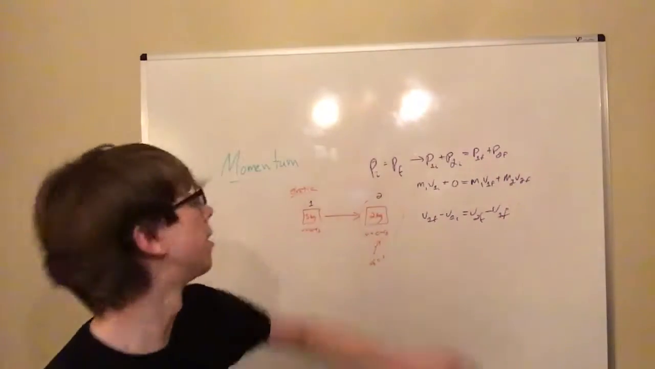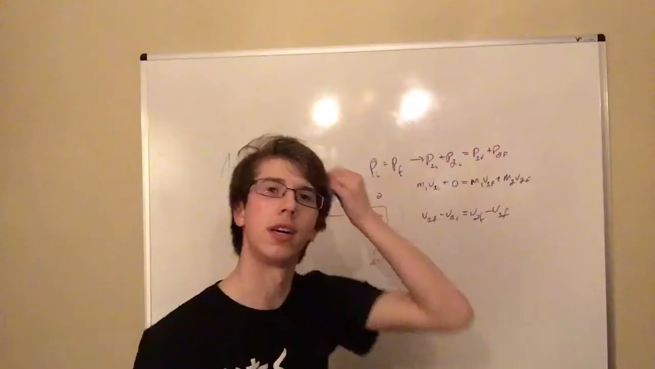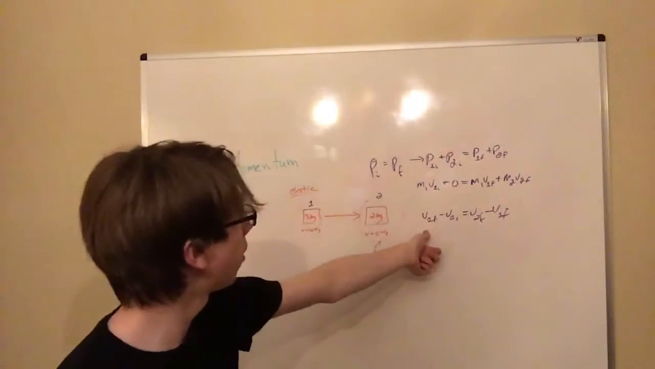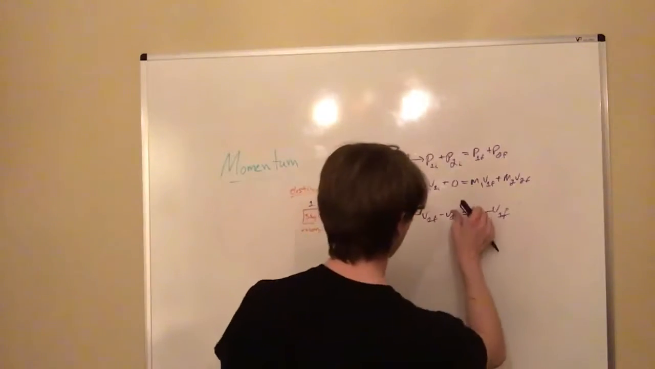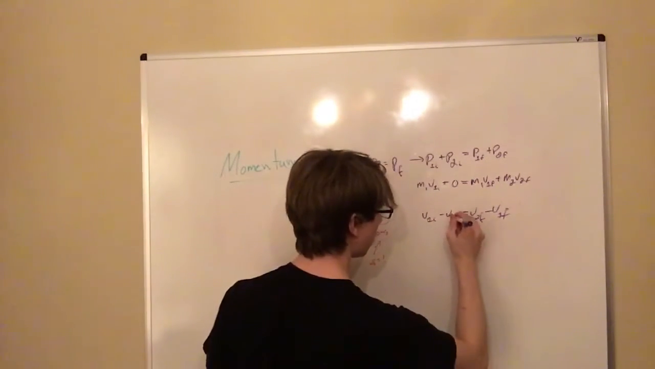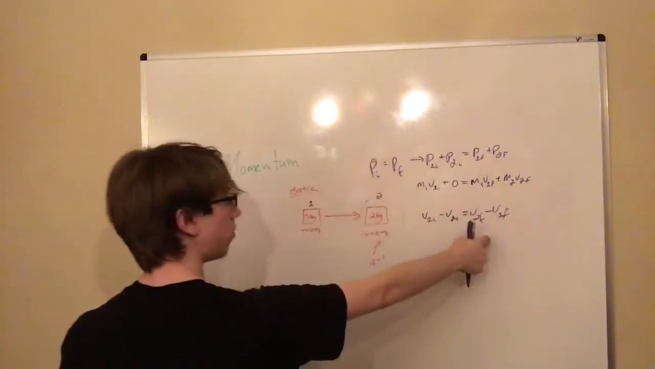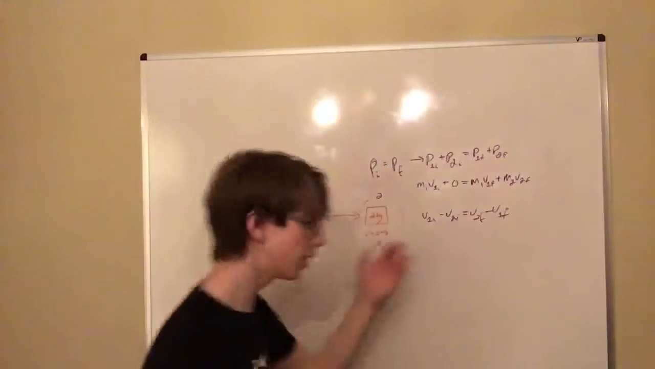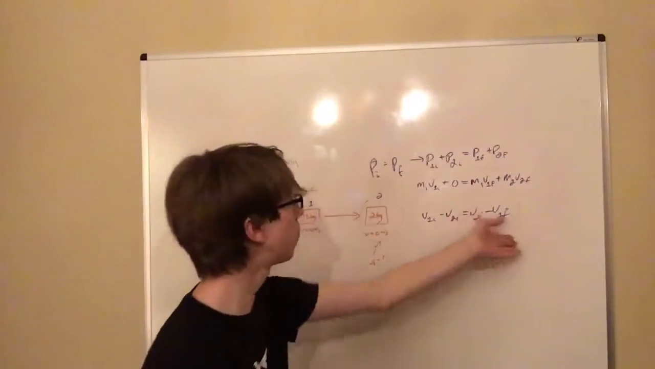Like this. This is the equation here, and this is true always. So we have v1 final minus v1 initial minus v2 initial is equal to v2 final minus v1 final. Sorry. So this is always true, and so we're going to input this for here.